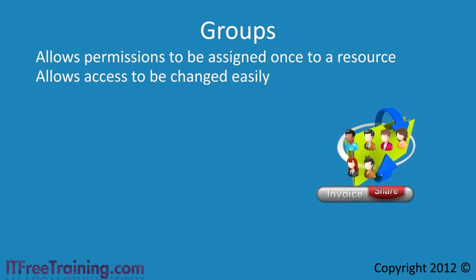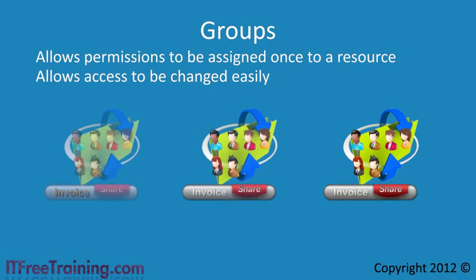Now consider that you have multiple offices around the country, and each office has a server with an invoice share on it. Each time a new user requires access or access needs to be removed, the permissions on each share on each server need to be modified. This requires the administrator to know every server that has an invoice share on it and requires them to make changes on each one. To make things simpler, Active Directory allows you to create groups.